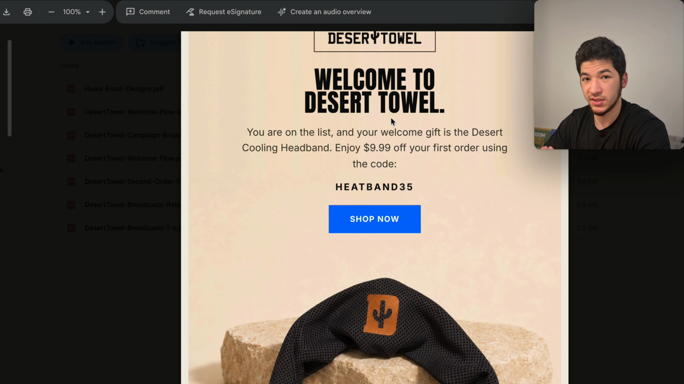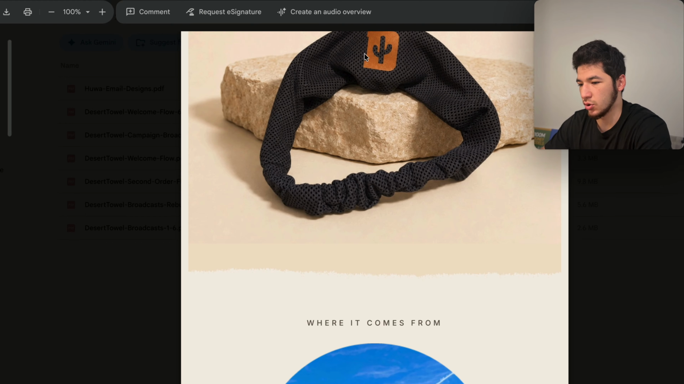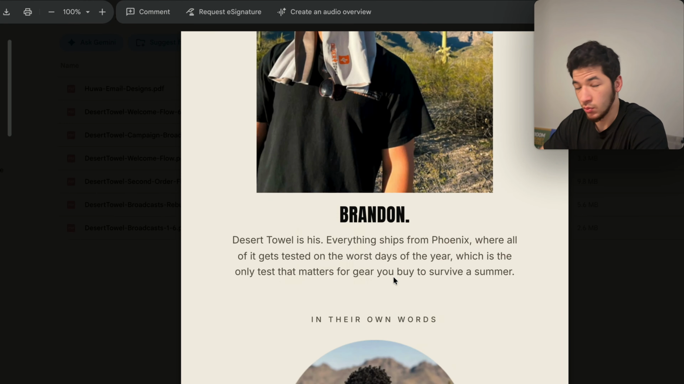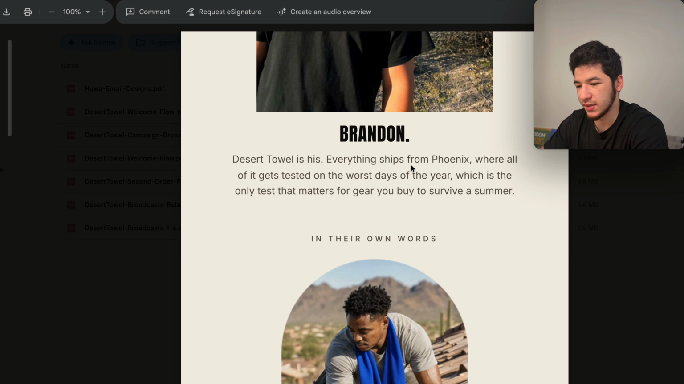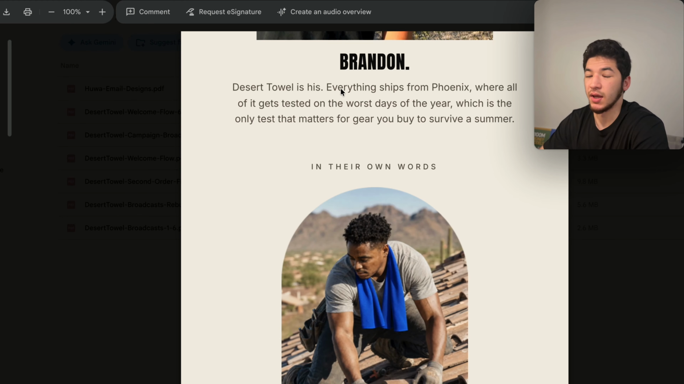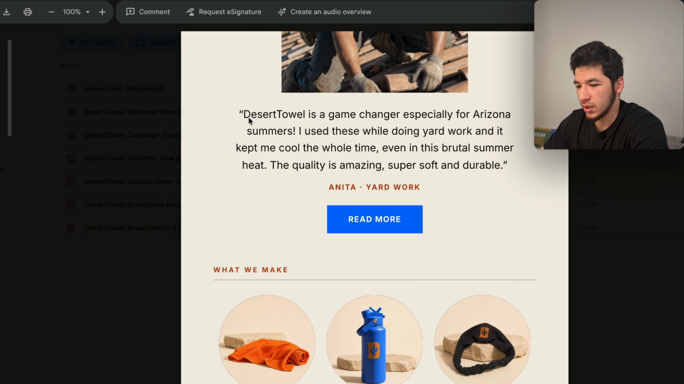Welcome to Desert Towel. We put that on top, then a subheadline, their code, and shop now. A big button right at the top. That's the proper way to do it. Then we show their offer, which is basically a free towel. We show the towel and go over where it comes from. Brandon is the founder, and Desert Towel is his. Everything ships from Phoenix. We cover the product itself and the company. And then we quote their own customers: Desert Towel is a game changer, especially for Arizona summers.